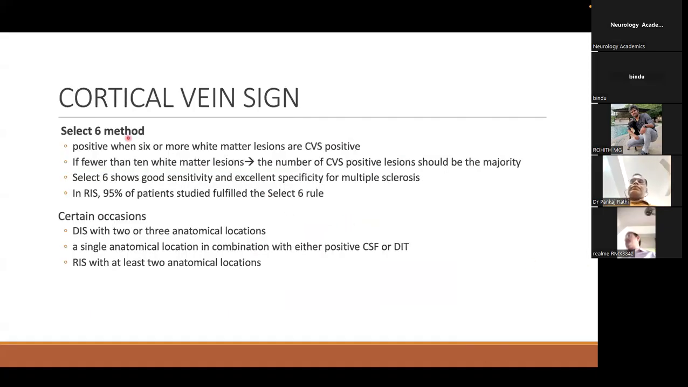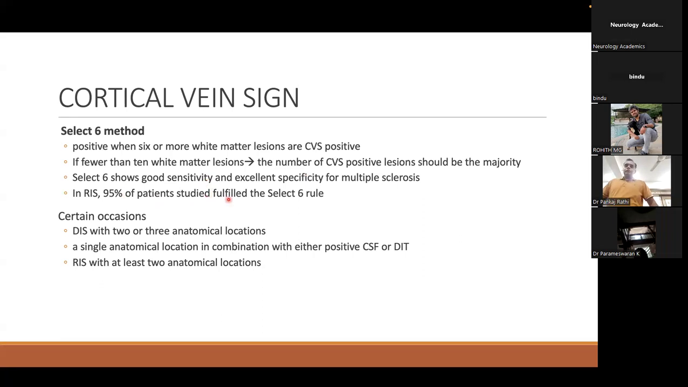Coming to the SELECT 6 method. If there are multiple lesions, and the central vein sign is positive in at least 6 lesions, it is considered significant. And if there are 10 or fewer lesions, then the majority of the lesions should have the central vein sign to consider it significant. Using the SELECT 6 rule, there is good sensitivity and excellent specificity for multiple sclerosis. And in radiologically isolated syndrome also, 95% of the patients studied fulfill the SELECT 6 rule.